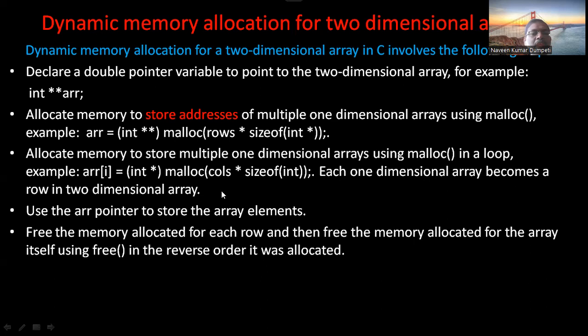And after allocation of memory, if you want to store values, you can use ARR as you do in a normal two-dimensional array. So you can write ARR of I and J, the I value and J value. It's the normal way of storing values, and printing the values can be done the same way. And at the end, we must remember that we need to free the memory allocated using the malloc functions.